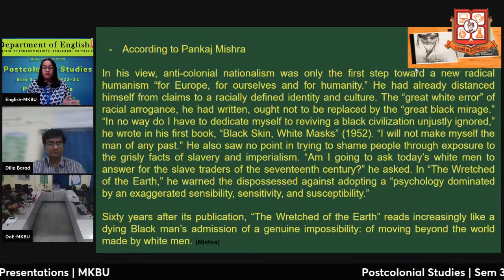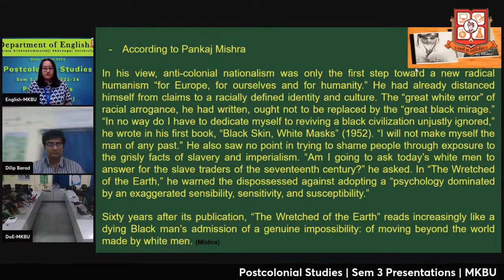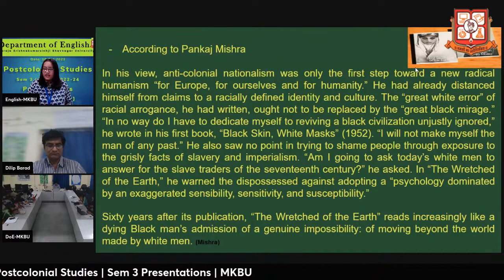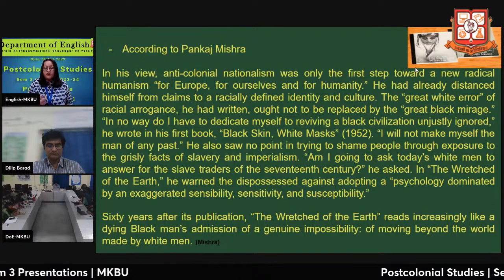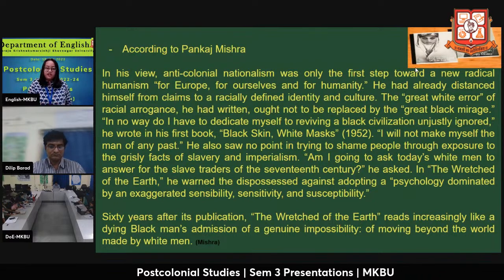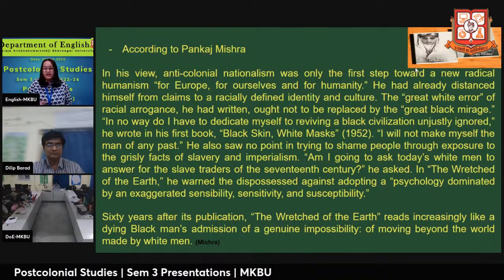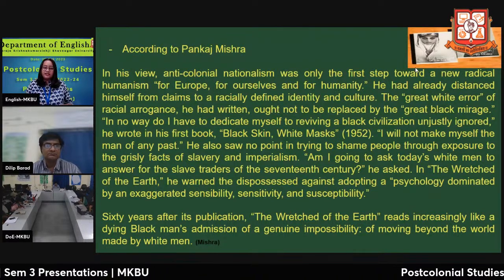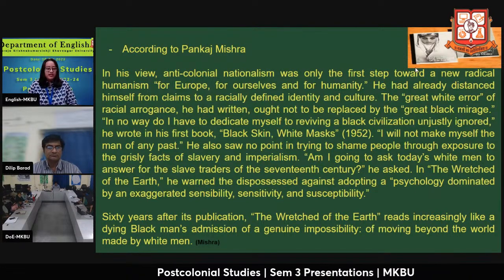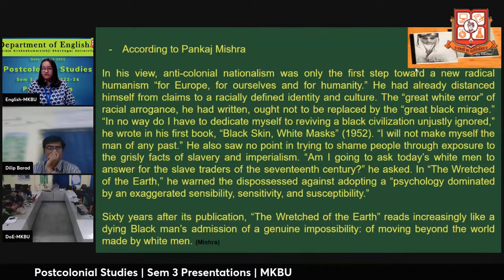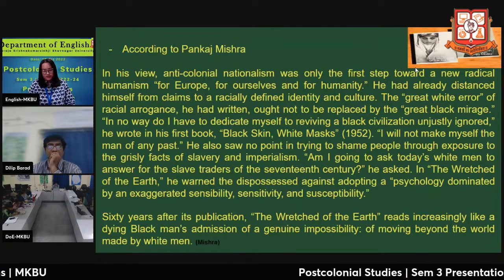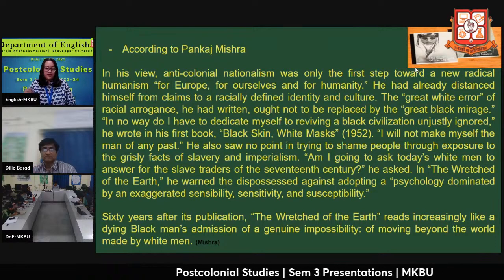He also saw no point in trying to shame people through exposure to the grisly facts of slavery and imperialism. "Am I going to ask today's white men to answer for the slave traders of the 17th century?" This is the question asked by Fanon. In The Wretched of the Earth, he warned the dispossessed against adopting a psychology dominated by exhaustion, sensibility, sensitivity, and susceptibility. Sixty years after its publication, The Wretched of the Earth reads increasingly like a dying black man's admission of a genuine impossibility of moving beyond the world made by a white man.